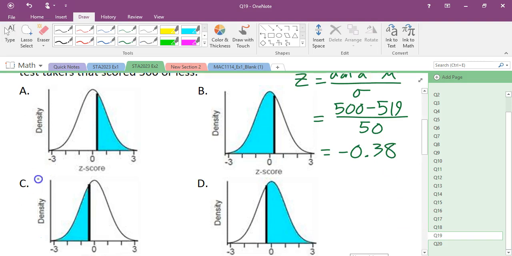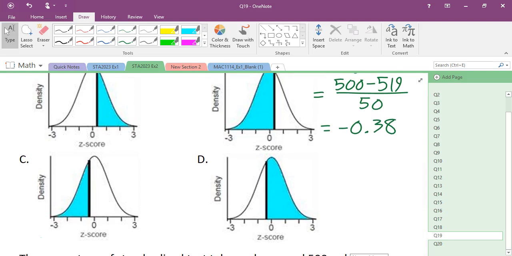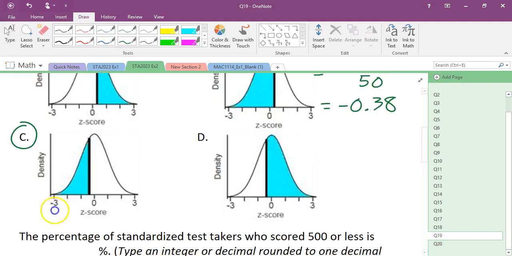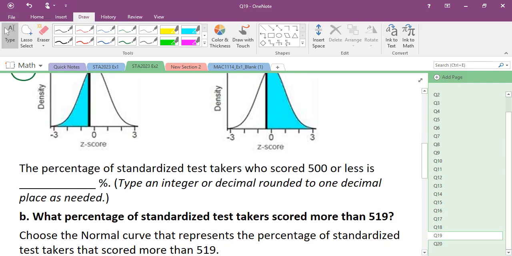Okay. So we want to be less than this. So which picture shows us less than negative 0.38? Has to be C, because it's on the negative side of the 0. Okay? So then, as usual, this time it wants us to figure out the percentage. Notice you see that percentage sign right here.